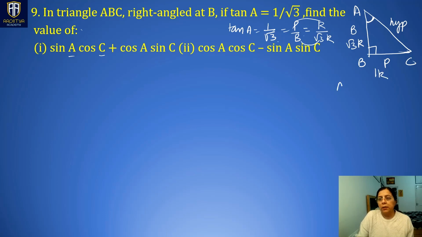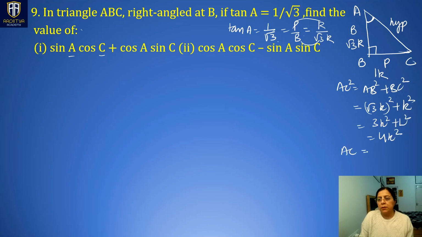Now in triangle ABC, AC square is AB square plus BC square. So we have root 3K whole square plus 1K square. This is 3K square plus K square, which is 4K square. So AC becomes 2K.